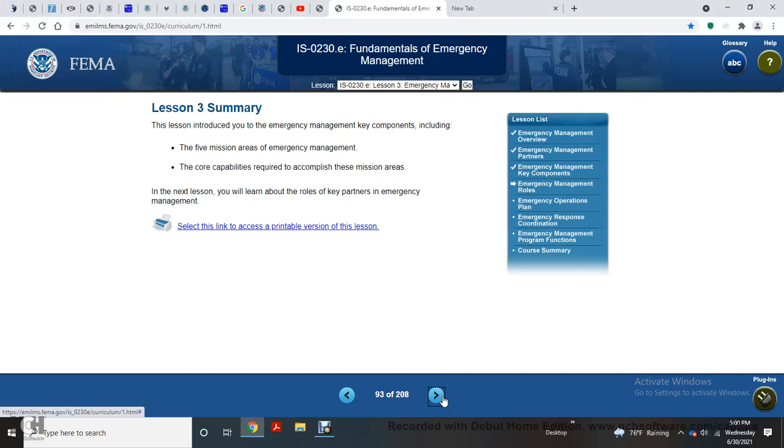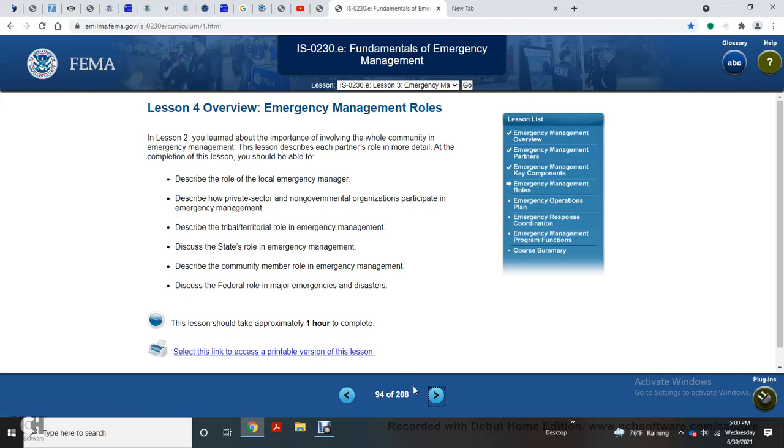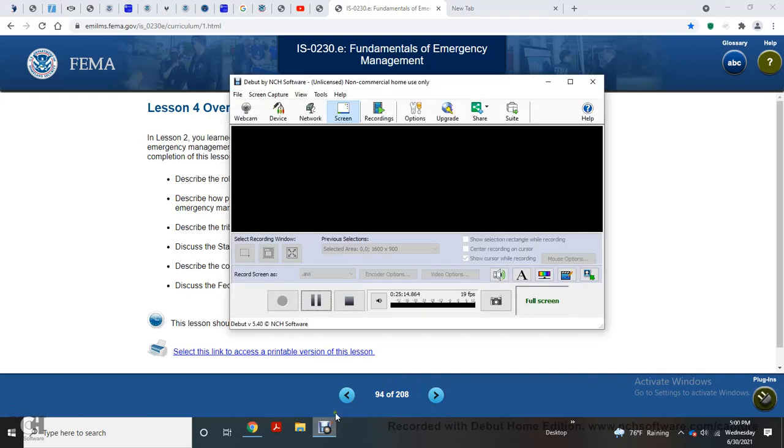Lesson 3 Summary. Lesson introduction: Emergency management key components include five mission areas and the emergency management core capabilities required to accomplish the mission areas. In the next lesson, you will learn the roles of key partners in emergency management. Lesson 4 Overview: Emergency Management Roles. Testing.